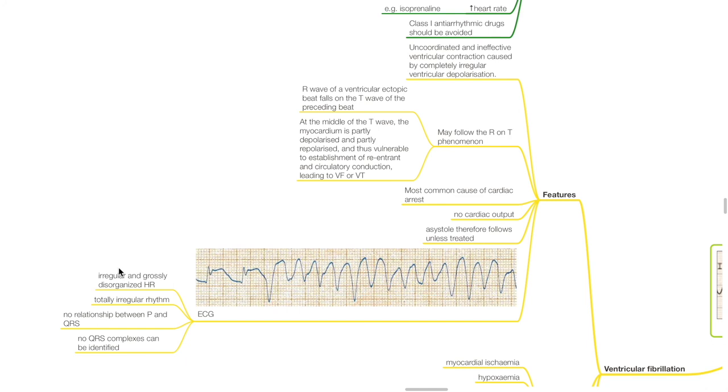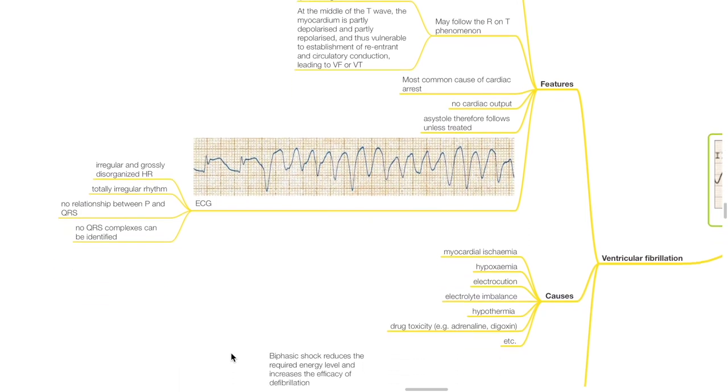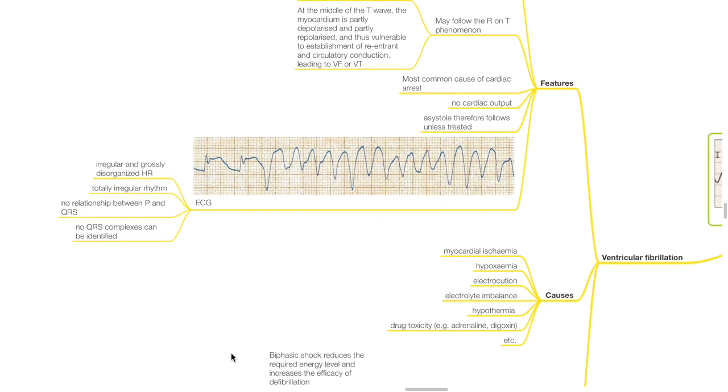VF is the most common cause of cardiac arrest. There is no cardiac output. Asystole therefore follows unless treated. ECG shows an irregular and grossly disorganized heart rate, totally irregular rhythm, no relationship between P and QRS complexes, and no QRS complexes can be identified. Causes: myocardial ischemia, hypoxia, electrocution, electrolyte imbalances, hypothermia, and drug toxicity such as due to adrenaline or digoxin.